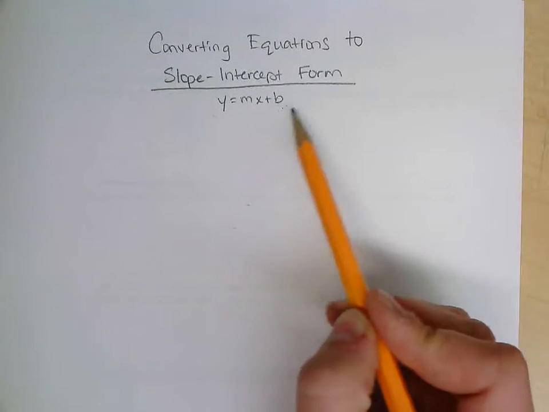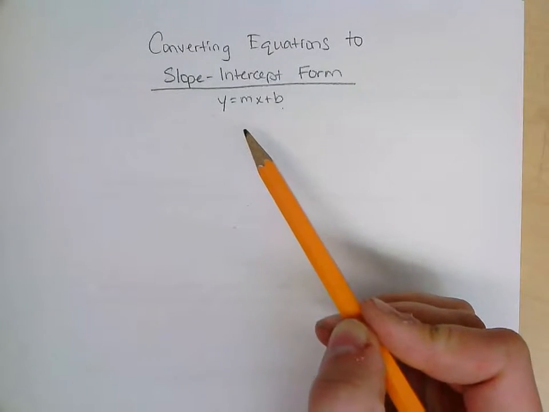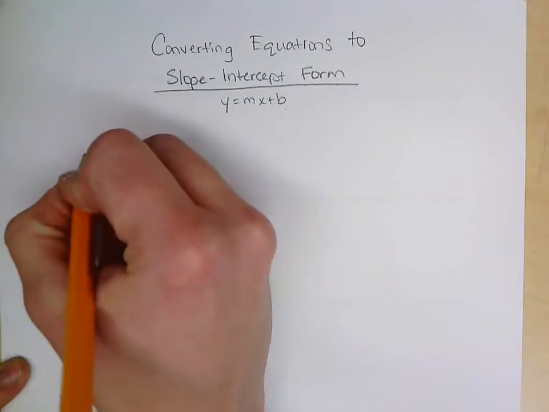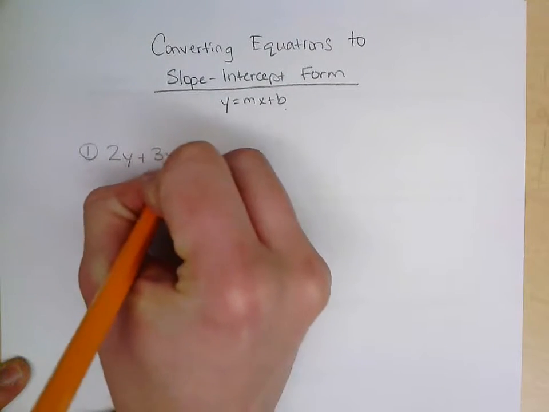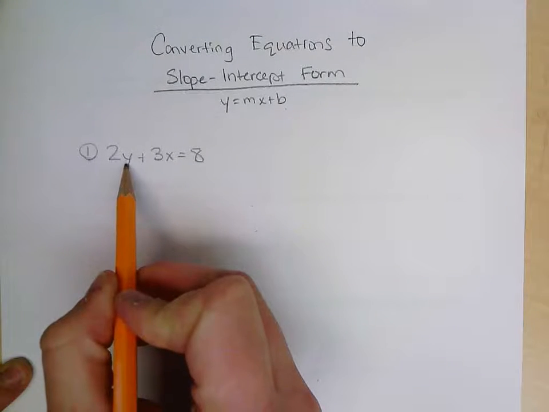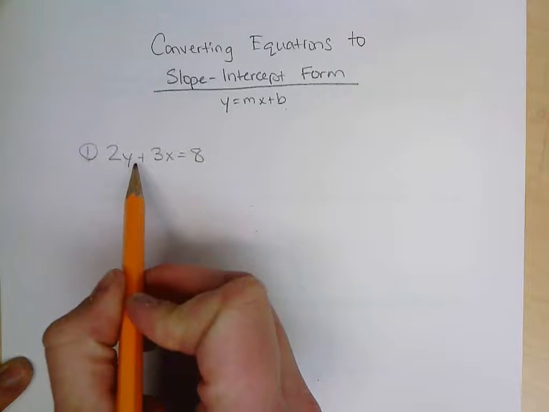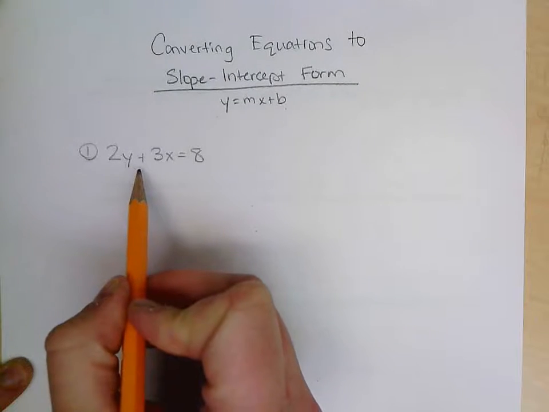This form makes it really easy to graph, and we can quickly graph if we can get our equation into this form. So for our first example, we're going to do the equation 2y plus 3x equals 8. Again, our goal is to get y on a side by itself, so we're going to try to remove everything from this side of the equal sign by using the inverse order of operations.